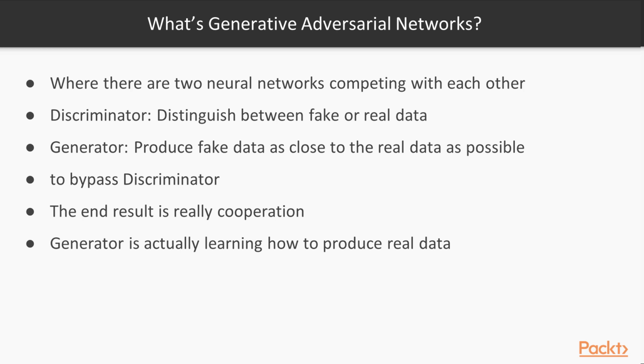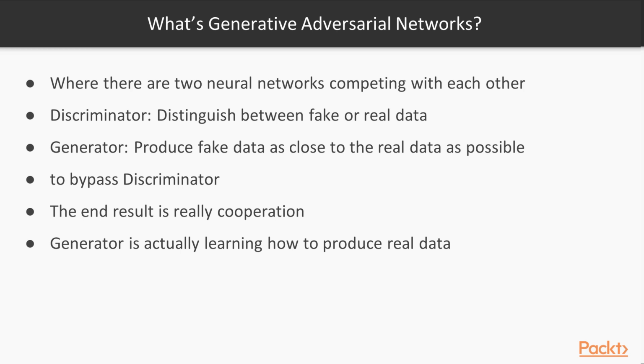And again, when we talk about fake data and real data, we mean that the real data is from some kind of dataset that we know about, and fake data is really something that the generator just created out of nothing, out of the noise. And the real goal of the generator is to bypass the discriminator, to generate data that will be as real as possible, so that the discriminator will actually accept it.